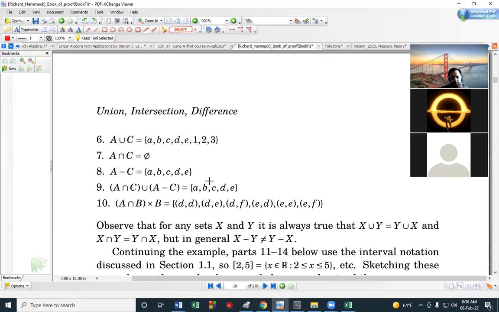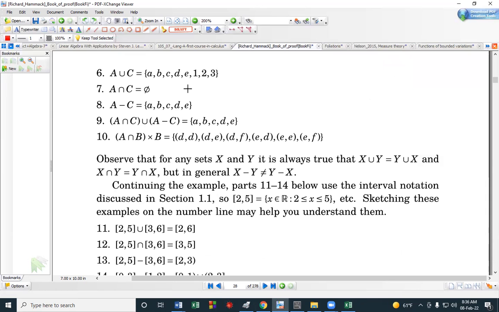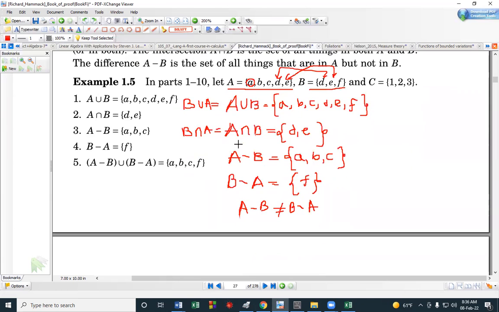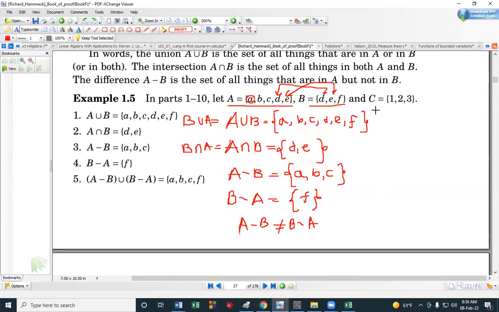So they gave you a few more examples. Please study all of them. We would like to explain union, intersection, and difference in a diagram. Have you all ever heard about the Venn diagram?